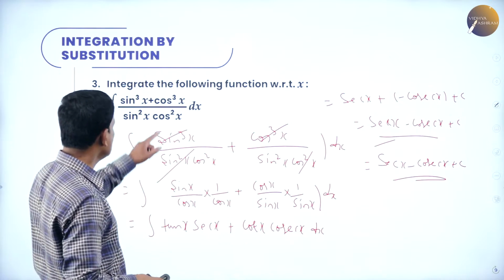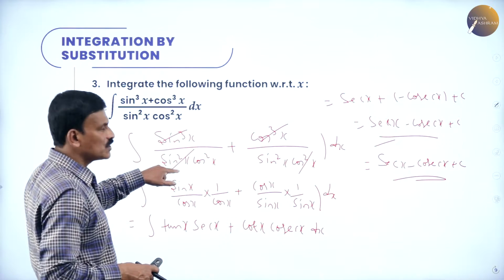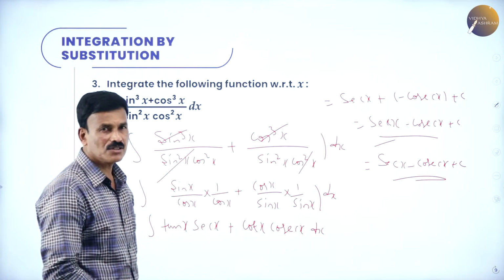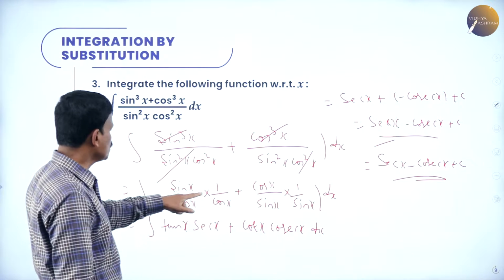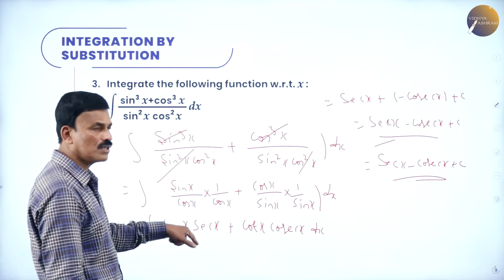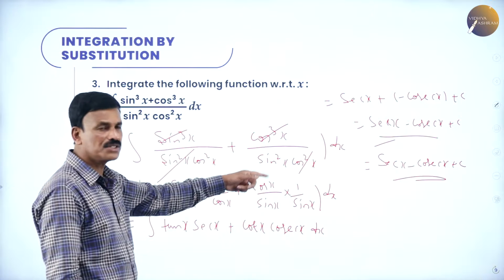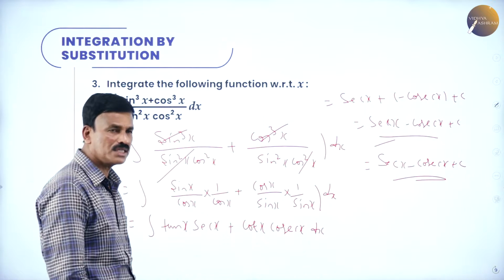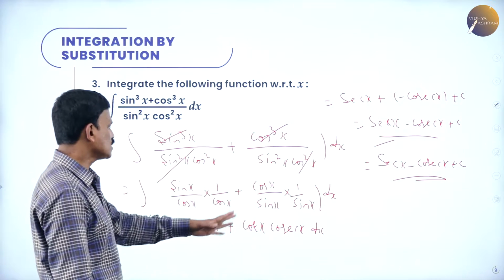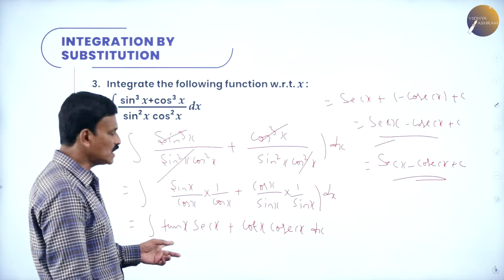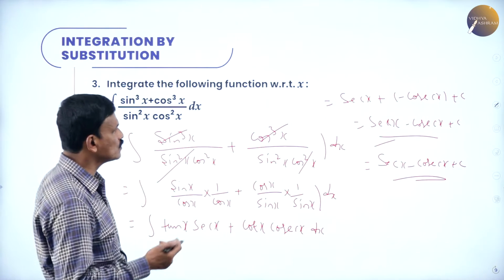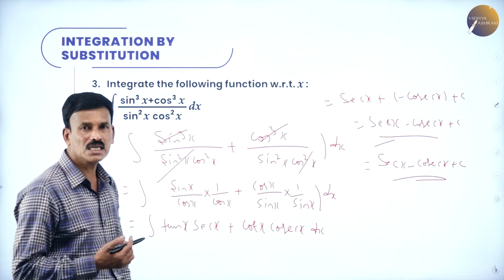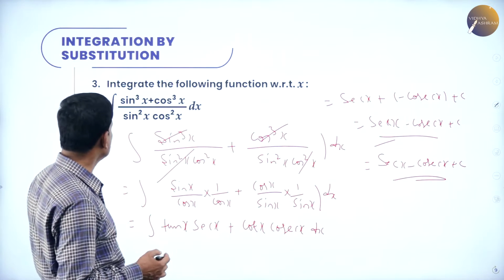See, very simple. Sin cube x by sin square cos square plus cos cube x by sin square cos square. One sin square gets cancelled. Sin by cos into cos, sin by cos is tan, 1 by cos is secant. Again, cos and cos get cancelled. Cos by sin into 1 by sin, so that is cot x into cosecant. So, the integral of tan x secant x is secant x, and the integral of cot x cosecant x is minus cosecant x plus c. The answer is secant x minus cosecant x plus c.